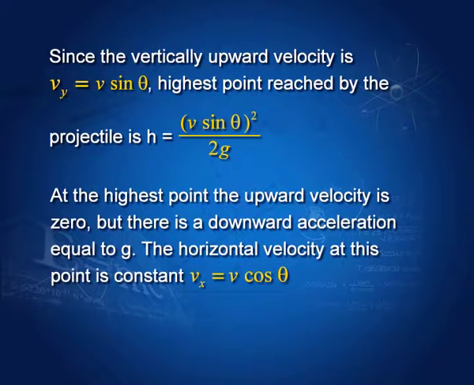The highest point reached is v sin theta whole square by 2 g. At the highest point the upward velocity is 0, but there is a downward acceleration equal to g. The horizontal velocity at this point is constant, as I showed you in the last slide.